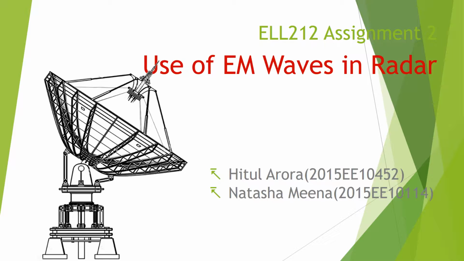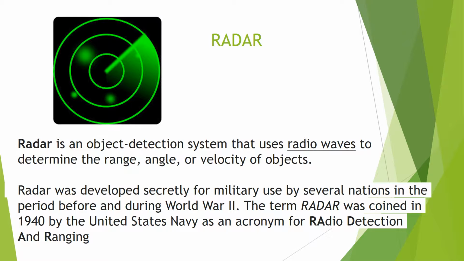In this video, we'll be talking about application of EM waves in radar and its basic working principle. Radar is an object detection system that uses radio waves to determine the range, angle, or velocity of objects. The term radar was coined in 1940 by the United States Navy as an acronym for radio, detection, and ranging.